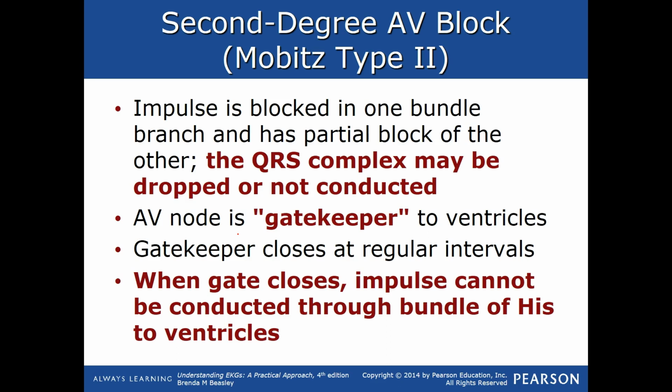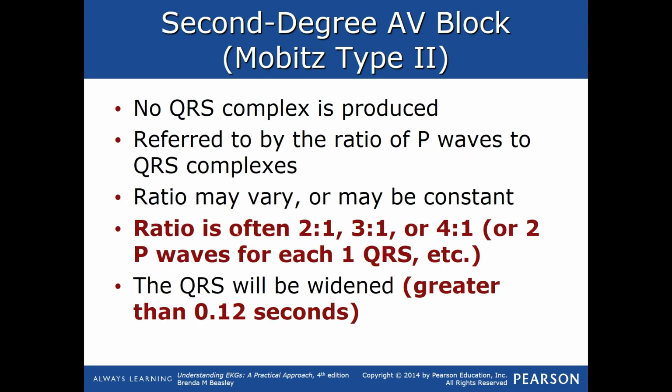They're missing. So what happens is this impulse gets blocked, and the AV node, remember, is that gatekeeper to the ventricles. I think I've mentioned that in the past. What it does is it opens and closes at regular intervals, and if things don't pass through by the time it shuts down, they're not going to get through, right? So no QRS complex is produced. You would have a P wave, but you would not have a QRS to match up to it.